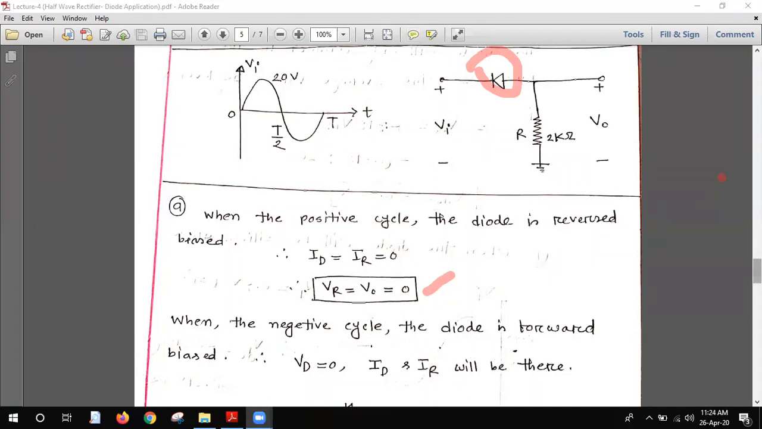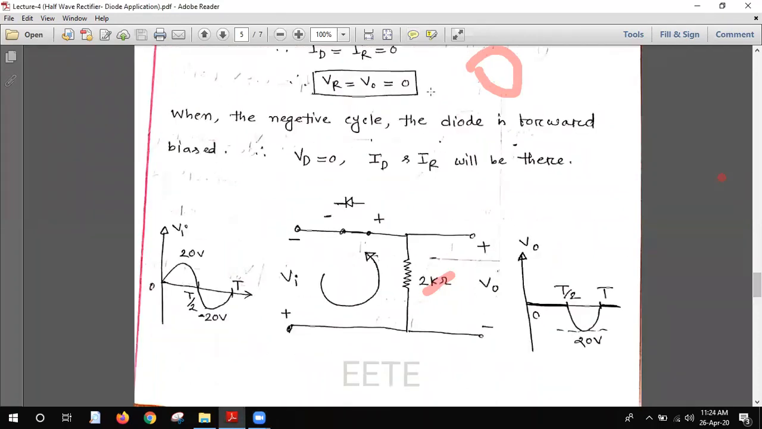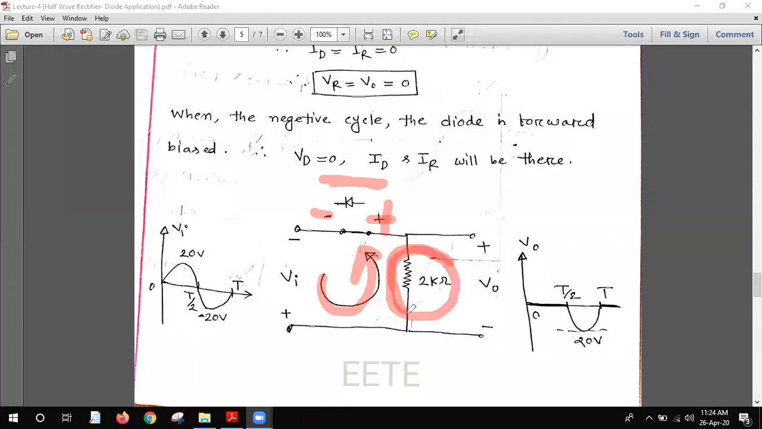Let me clear out the drawing. So in the negative cycle, the current will flow. This is positive, this is negative, so it will be short circuited, the circuit is closed. The current will flow and there will be no voltage drop in the diode. So the whole voltage will be across the resistance. Whatever the input voltage, everything will be transferred to the output.